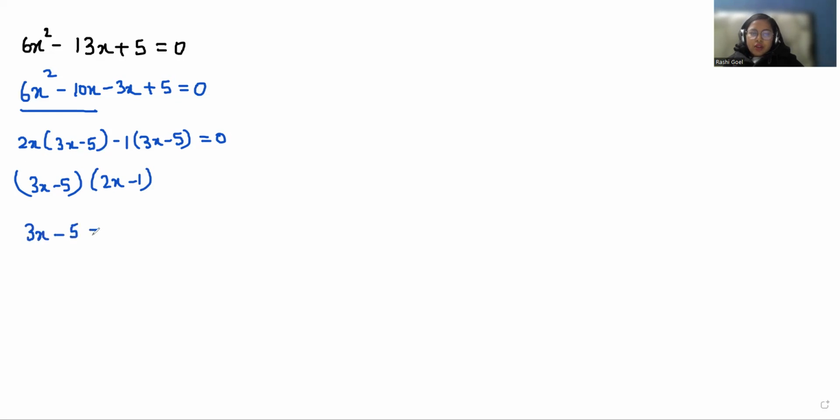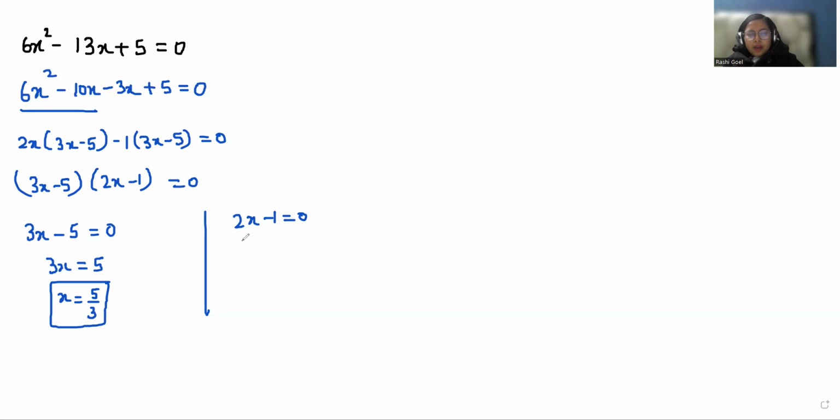Either 3x minus 5 is equal to 0 or 2x minus 1 is equal to 0. So 3x is equal to 5, and x is equal to 5 by 3. And 2x is equal to 1, and x is equal to 1 by 2. So these are the two values of x.